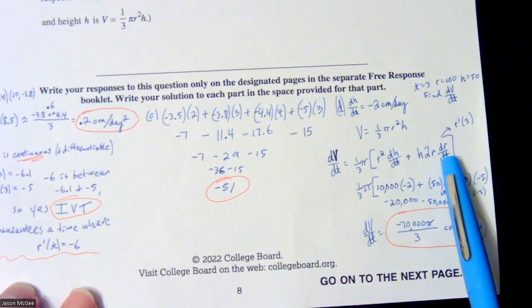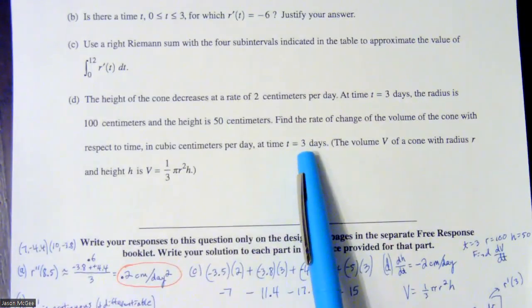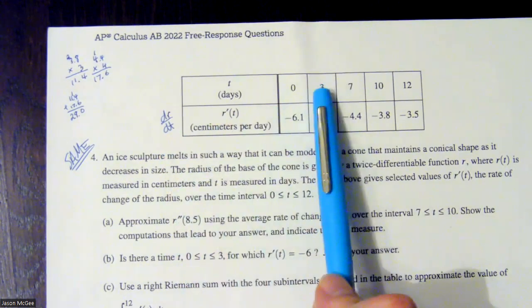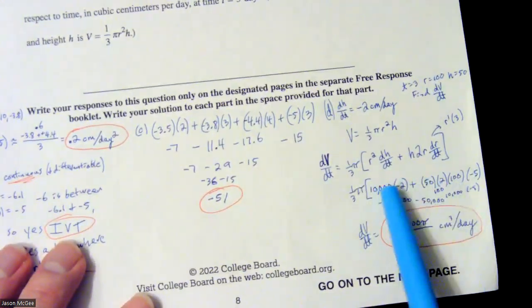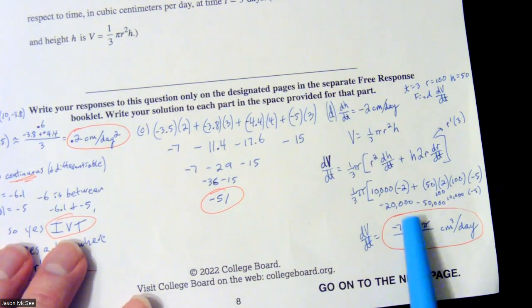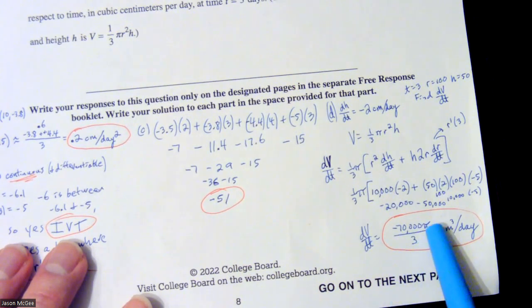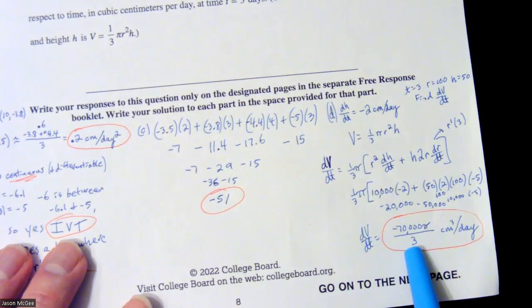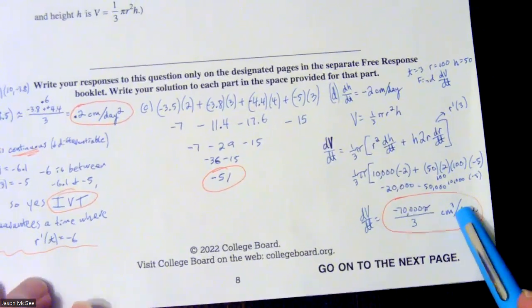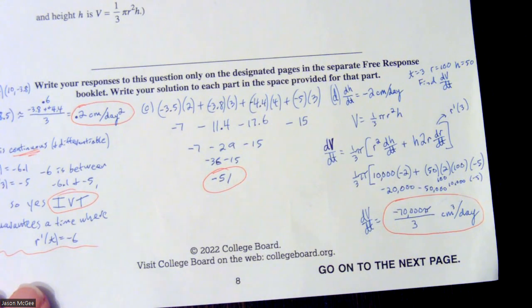And the dr/dt, we're at t equals 3, so I need r'(3). That is the dr/dt at 3, this -5 number right here. And then I'm just trying to be careful with my arithmetic there and get this -70,000. And then they got this pi over 3, and it even tells you the units on that one. So I got cubic centimeters per day, because that's how fast a volume is changing.